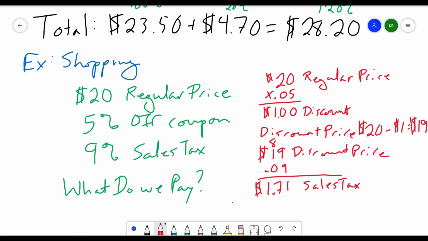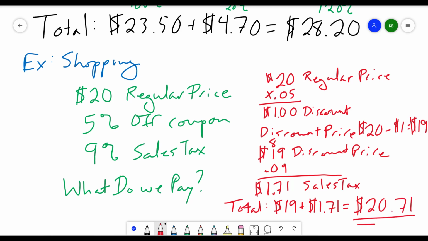So if I want to know my total, I'm going to take my discount price, so my $19, plus my $1.71. And when I add that up, I get $20.71, and that's what I can expect my bill to be.